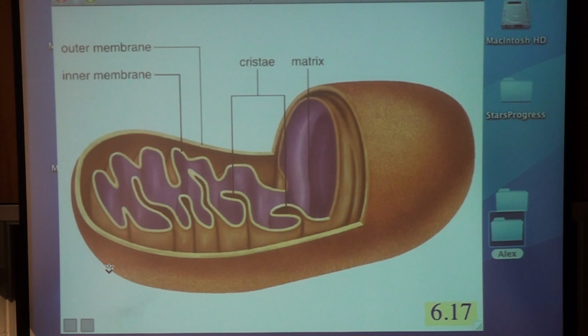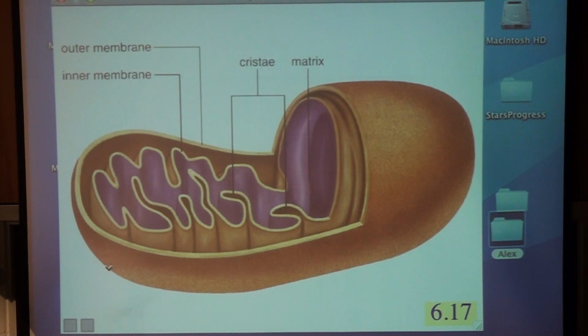The innermost area, the space that's enclosed by the inner membrane, is called the inner compartment or the matrix. The folds of the inner membrane are called the cristae. You see the word right there. And just as a review, what do you call the folds in the thylakoid membrane of the chloroplast? It begins with a G. Granum, right. And so the cristae, in a sense, are like the granum. They are the folds of the inner membrane.